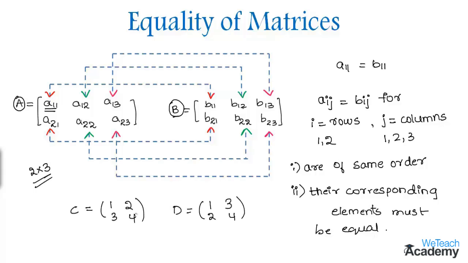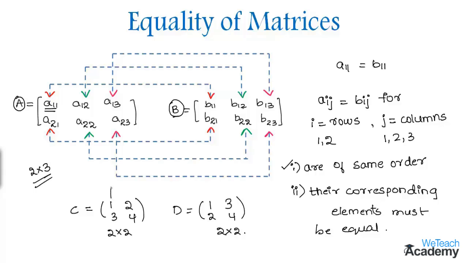Now let us consider two more matrices, say C and D, and let us compare them. For comparing, let us check whether it satisfies the first condition. The order of matrix C is 2 by 2, whereas the order of matrix D is also 2 by 2. So the first condition is satisfied. Then coming to the next condition, let us check the corresponding elements.